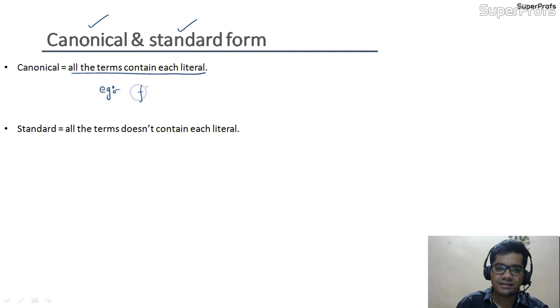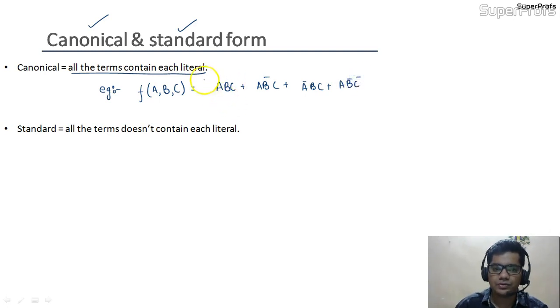If we take a function which contains three literals, that is a, b, c, and the function is somewhat like this: a b c plus a b bar c plus a bar b c plus a b bar c bar. So the function has four minterms, and we can see that in each term all the three literals a, b, c are present. So this is known as the canonical form.